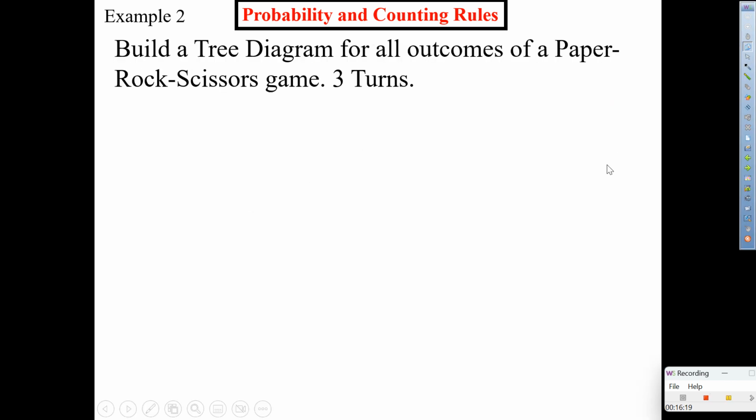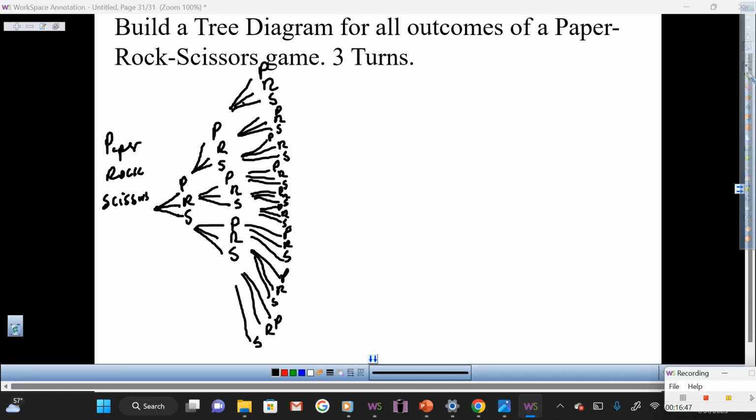Example 2. It reads, build a tree diagram for all outcomes of a paper, rock, scissors game, 3 turns. Copy and go. So if you need to write small and don't make the branches too long, that's cool. I'll give you some time. Go. All right. So let's see. I'm going to get started. Paper, paper, paper.